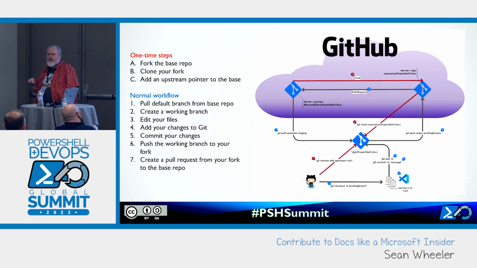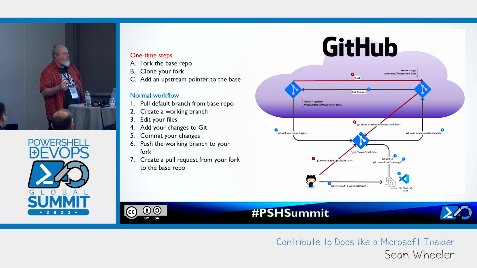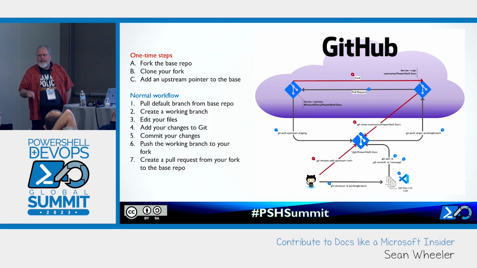We have automated checks to make sure that you're not submitting a pull request to live. You should only ever submit pull requests to the main branch. And we also want you to use a working branch. So don't do your work in main. Always create a working branch. We'll reject PRs that come in that way.